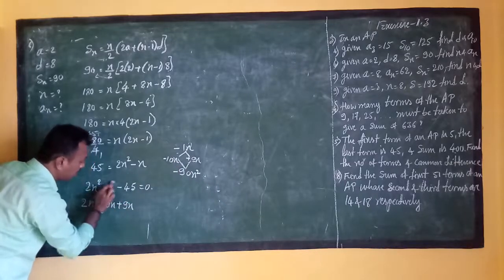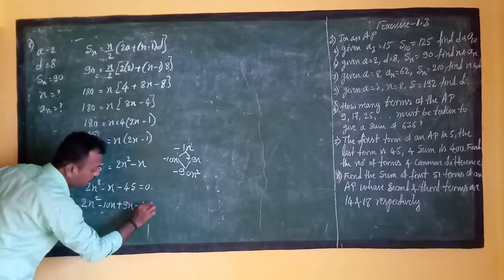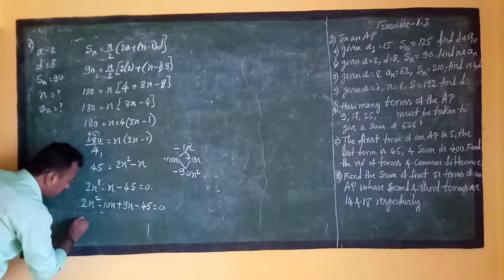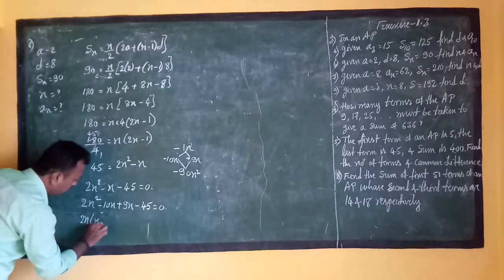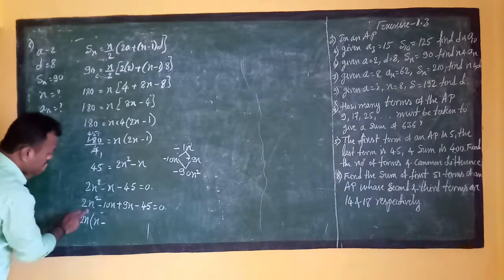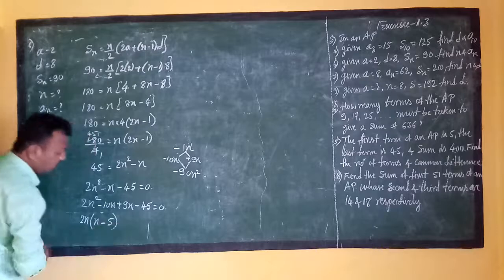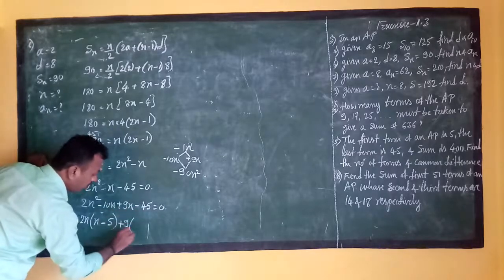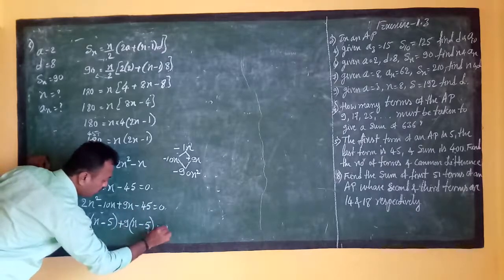So minus n, instead of that I will write minus 10n plus 9n, remaining minus 45, it is equal to 0. Then take out the common factor: minus 2, 2n you should take, n is also common. So remaining n minus 2 already gone, n square minus 1 time of n minus 5, plus, we have to take out 9 as the common factor, remaining n minus 5. 9 5s are 45, it is equal to 0.